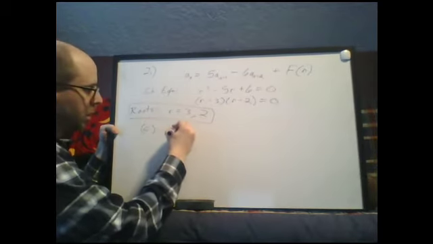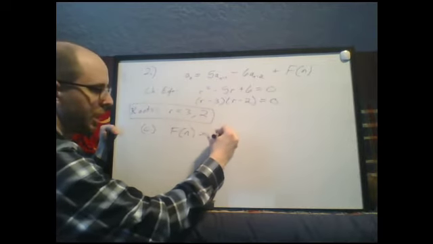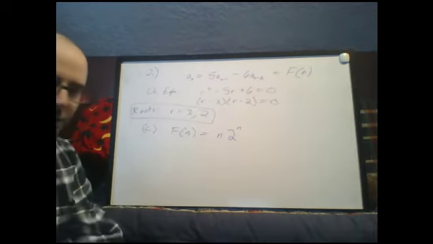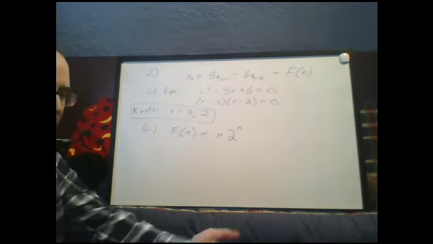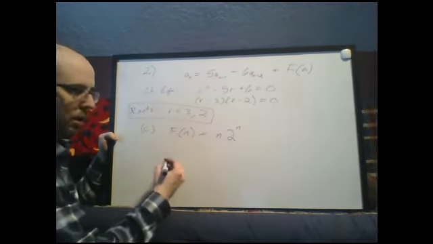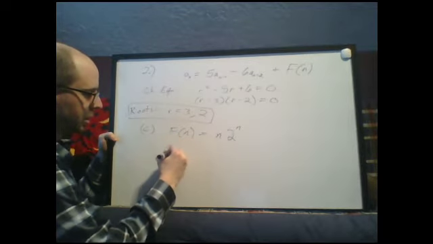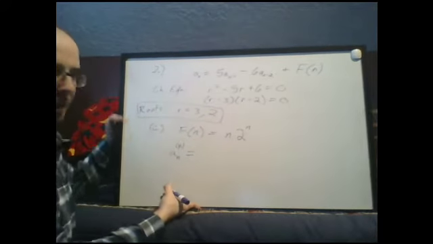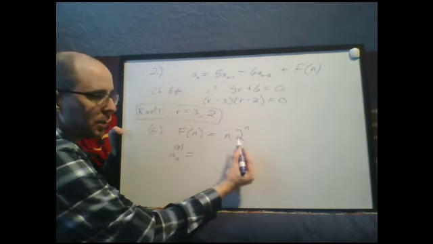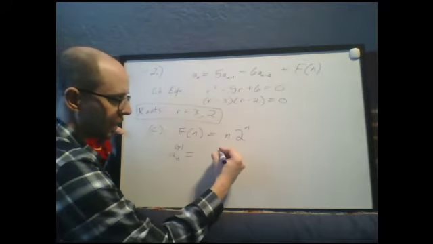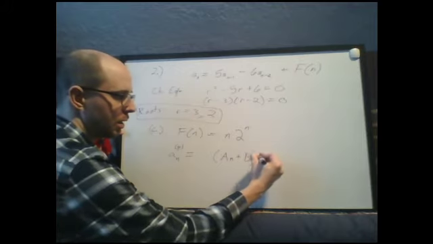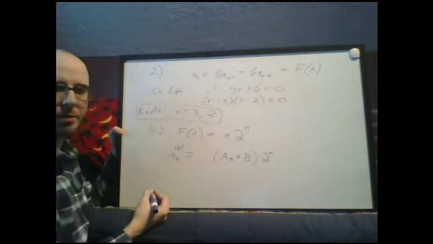Next one, f of n equals n times 2 to the n. So we want to match this form with our particular solution. This time it's a degree 1 polynomial times 2 to the n. So I match that. Degree 1 polynomial would look like an plus b times 2 to the n.